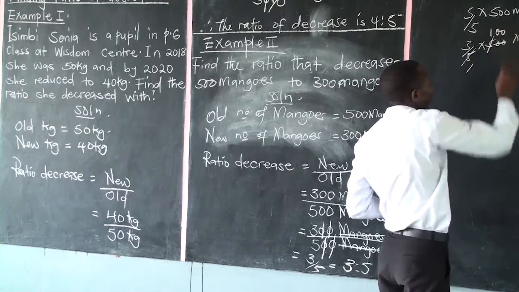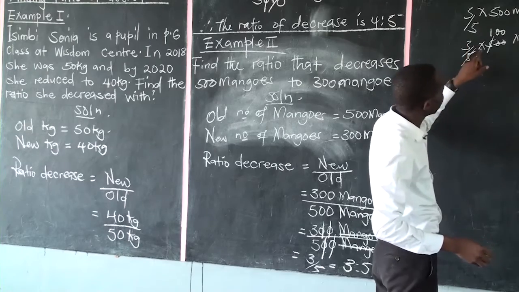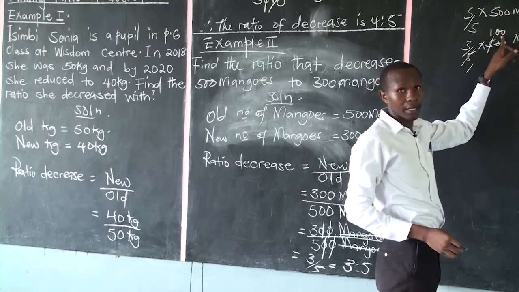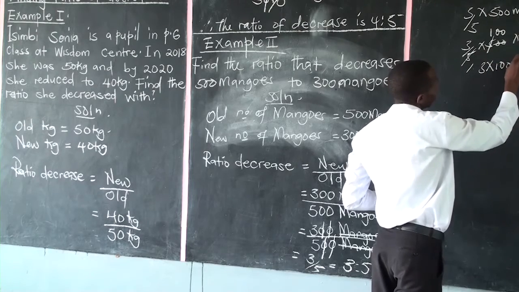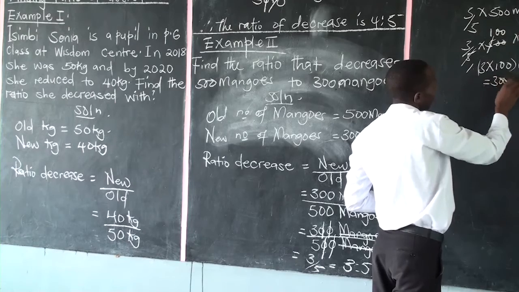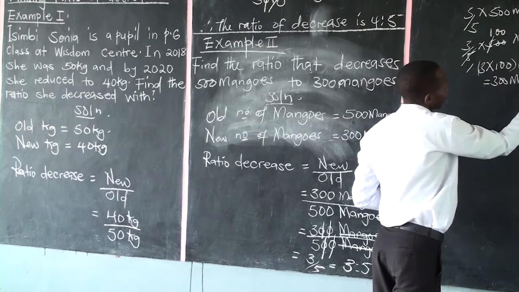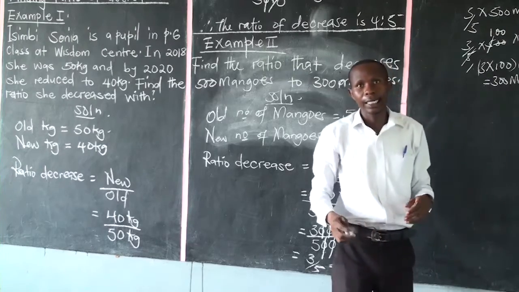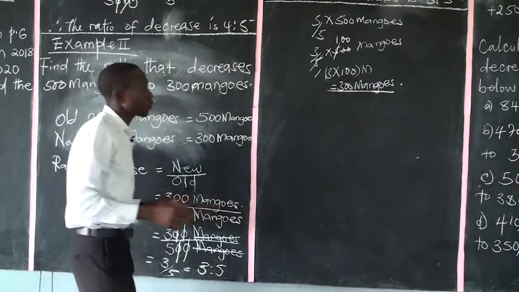So we shall say, by five, these zeros will be written here. So we shall remain with 3 times 100 mangoes. This will give us 300 mangoes. And if it has given us 300 mangoes, then this confirms to us that the ratio is right.